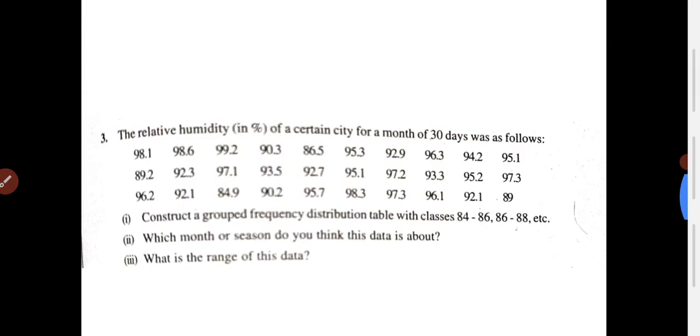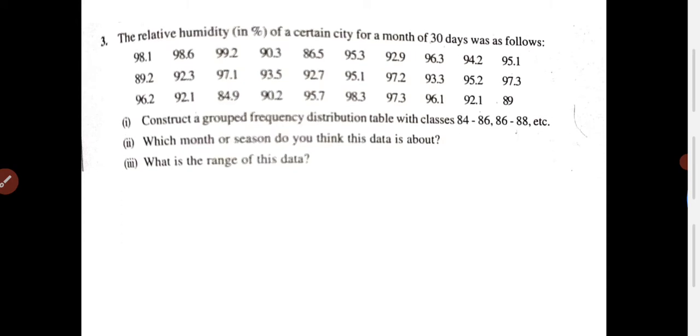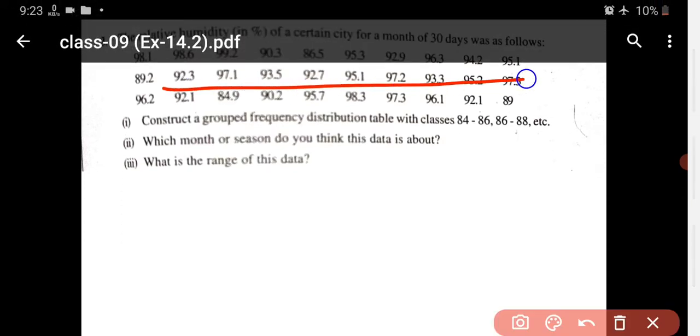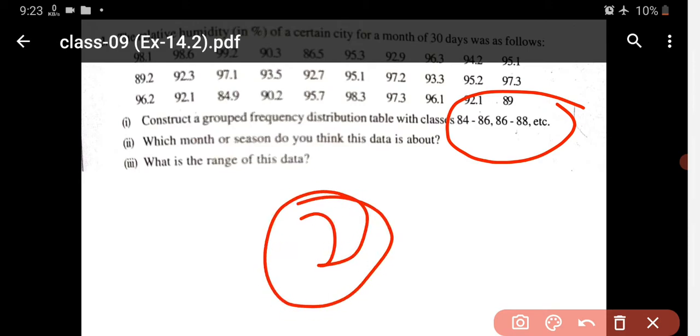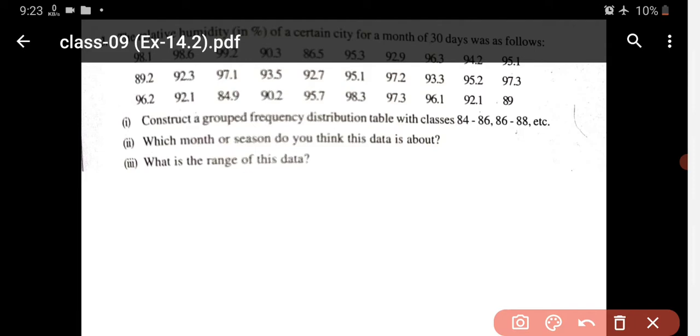The third question is: the relative humidity in percentage of a certain city for a month of 30 days was as follows. Humidity is given here. The first part is: construct a grouped frequency distribution table with classes 84 to 86, 86 to 88. You have to take an interval of only 2, like I made in the last 2 questions. Which month or season do you think this data is about? What is the range?